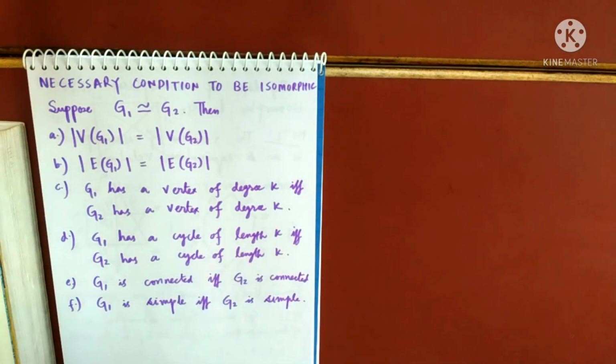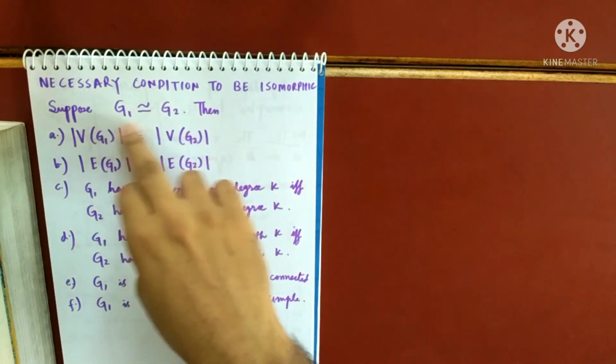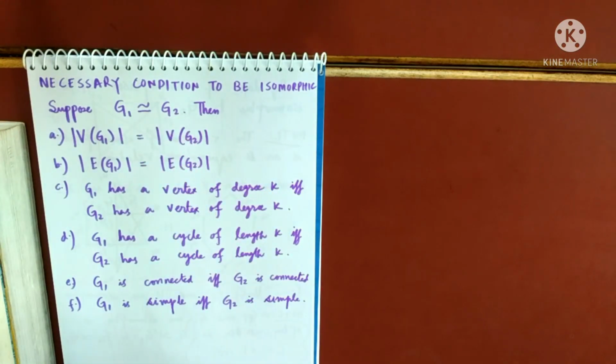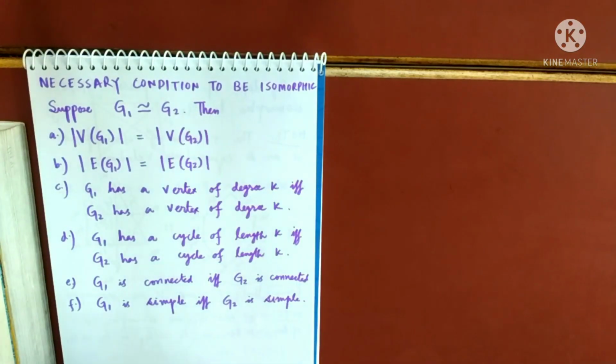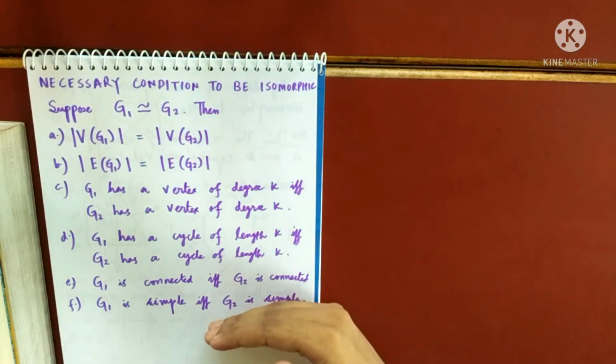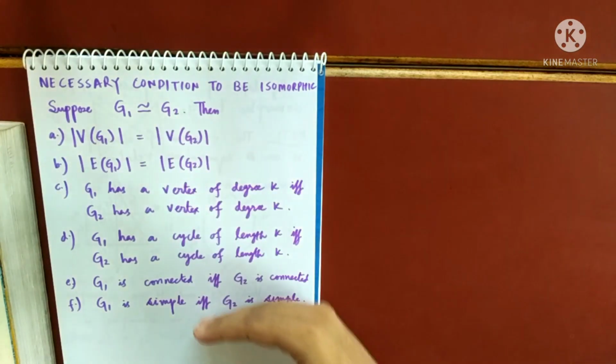You can check in the first example that I did that all these conditions are satisfied. But remember one thing: even if all conditions are satisfied, you cannot conclude that the two graphs are isomorphic. To prove that two graphs are isomorphic, you have to construct the map satisfying those conditions. But to prove that two graphs are not isomorphic, you show that any one of these does not hold.